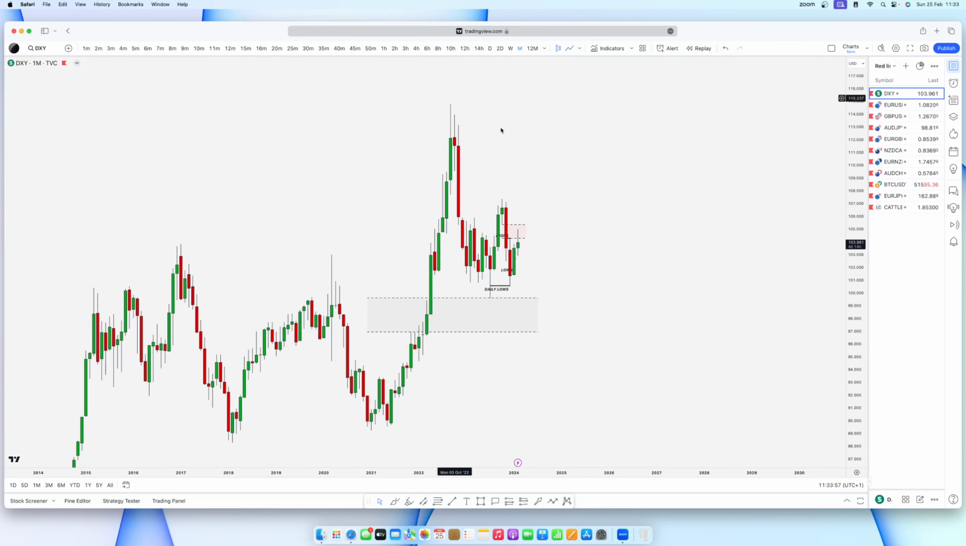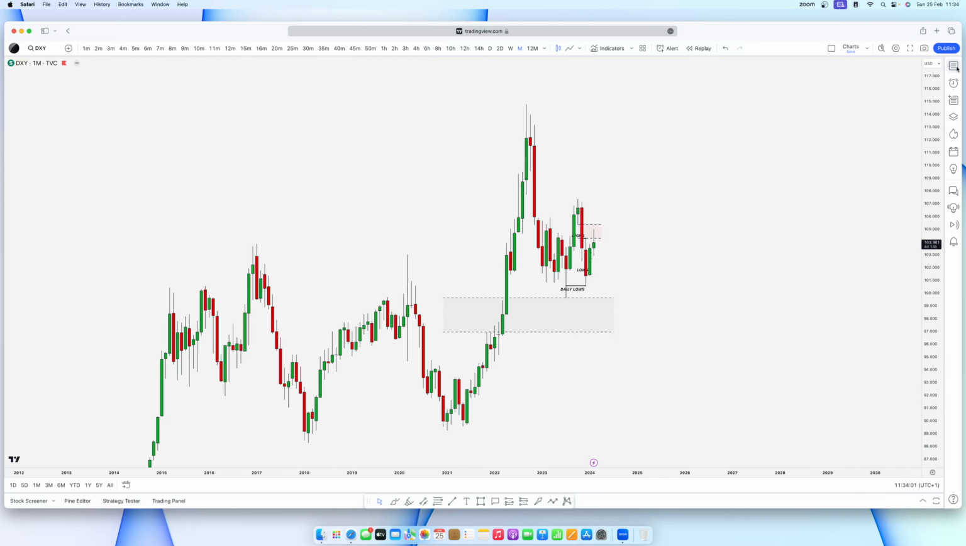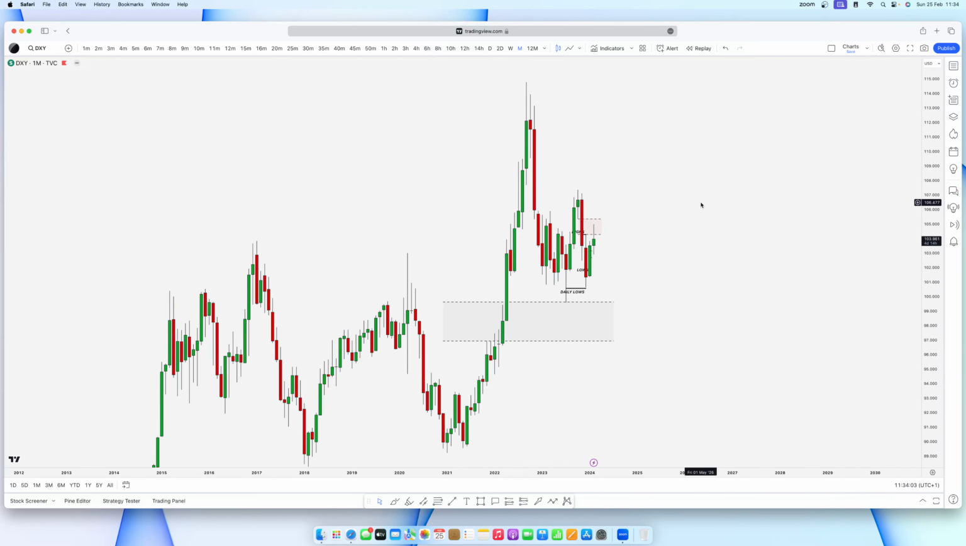Okay, so back to the charts. Dollar index, like I said, February is almost over, and dollar index is actually responding to the analysis we made at the beginning of the year. We wanted to see price come into the imbalance, and we could see how in January price was approaching that imbalance, and then we entered February, and price went further into the imbalance.